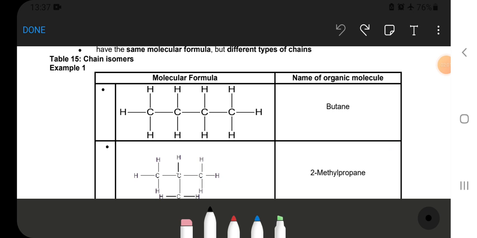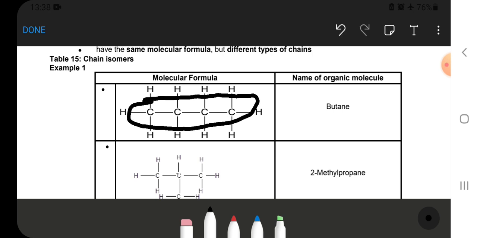This is an alkane. We have 4 C's in the middle, and then we have H's surrounding it. Those C's that are making a line can go from top to bottom, or in this direction, or this direction, it does not matter. As long as the C's are making a line, we call this the main chain.